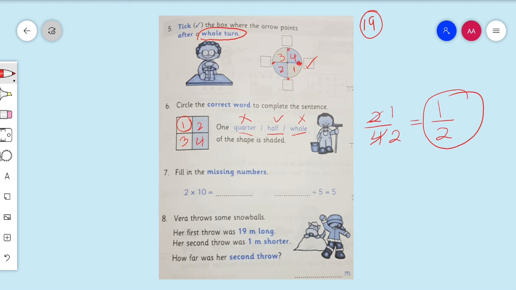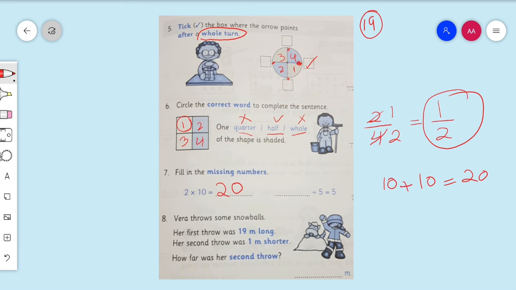Question number 7, fill in the missing numbers. So it's saying 2 times 10, that's pretty easy. If you don't know the timetables of 2, it's saying 2 times 10 means 10, add another 10, which gives 20. So 2 times 10 is 20.